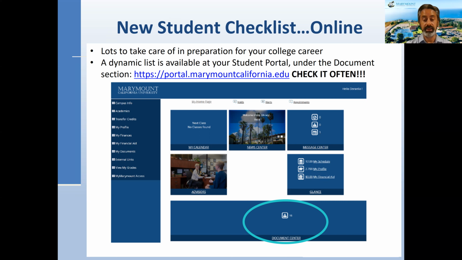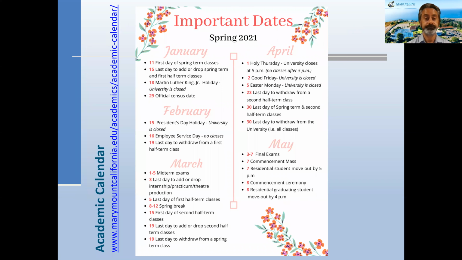Additionally, at the bottom highlighted, we have the document center. That's where we keep your dynamic checklist. So if you've got outstanding things that you need to do, check that area, and it'll let you know what you need to do and who to contact. So be sure that you don't have that little exclamation point. You want to be sure that that's all cleared up before the semester starts.